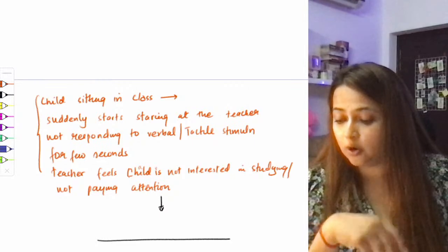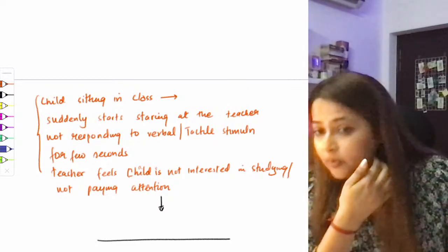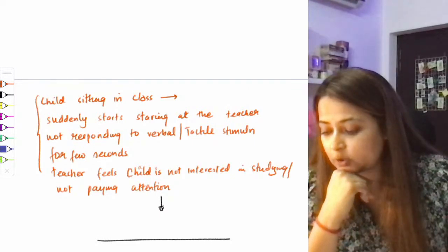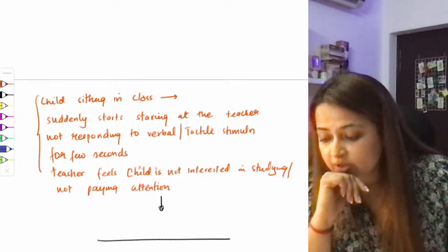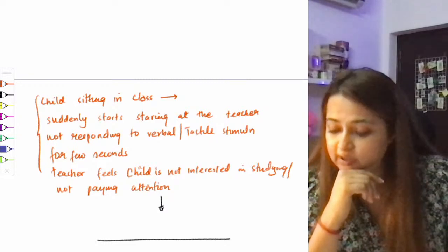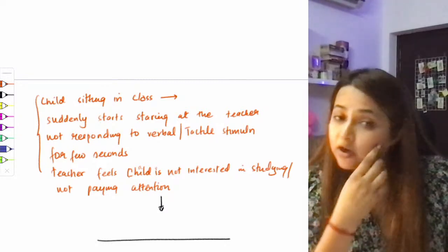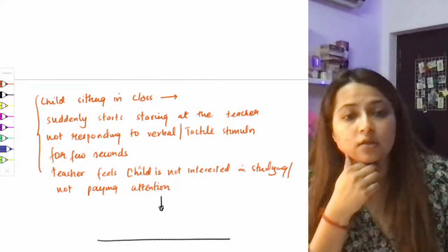What is this typical history about? You might have heard about it. What is this typical history about? Exactly. So this is absence seizure. Okay, so we are talking about absence seizures.